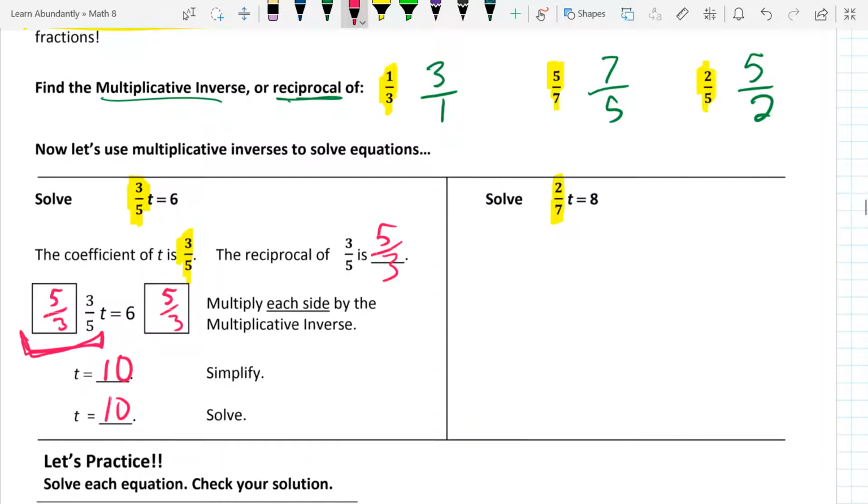Next one's 2/7 t. In order to get the t by itself, we're going to multiply by the reciprocal. I'm going to do 7 over 2 and 7 over 2. If I multiply both sides by 7 over 2, on the left-hand side, these cancel out, and I'm just left with t equals, if I do 8 times 7 over 2 and type that in my calculator, just like it's written, 8 times, and then a fraction, 7 over 2, I end up with 28.